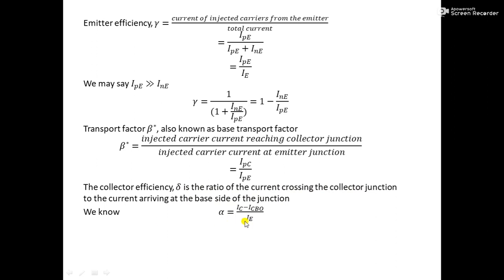And we know that alpha is equal to IC minus ICBO by IE from the last slide. So alpha can be written as IPC by IE. And if we rewrite this as IPC by IPE multiplied by IPE by IE, we can write IPC by IPE is equal to beta star and IPE by IE is equal to gamma. So alpha is equal to beta star into gamma. Thus the product of transport factor and the emitter efficiency gives the value of alpha.